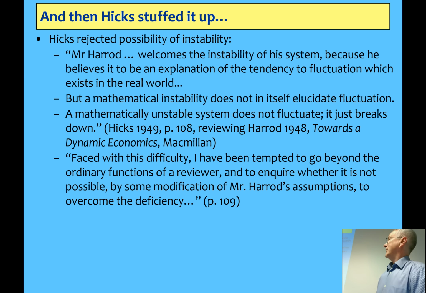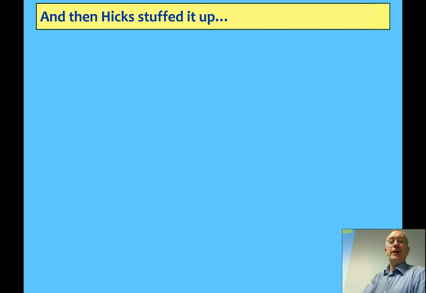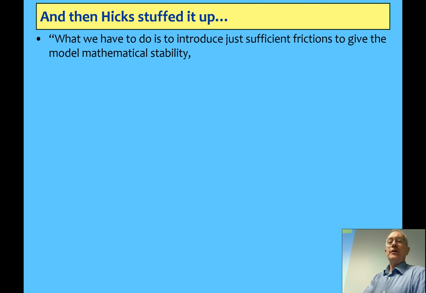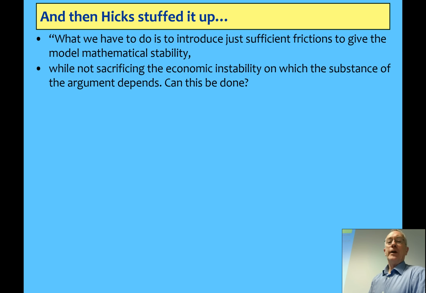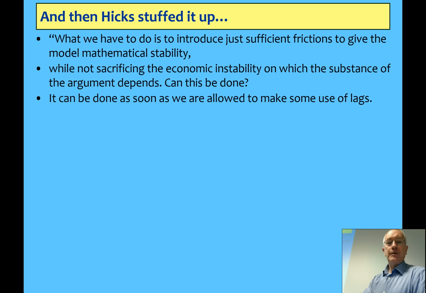And now here we go. "Faced with this difficulty, I have been tempted to go beyond the ordinary functions of a reviewer." My God, I wish he was able to resist temptation. Because what he did was turn Harrod back into what Harrod was trying to get away from. So he said, we've got to bring in frictions, and that's a lovely word again, that neoclassical concept of frictions, "to give mathematical stability without sacrificing the instability argument on which the case depends." So we just use lags, which again is one of the things that I showed you earlier Harrod wanted to get rid of.